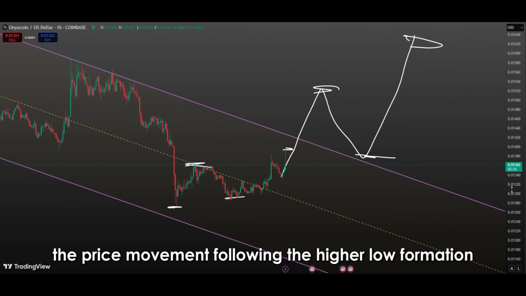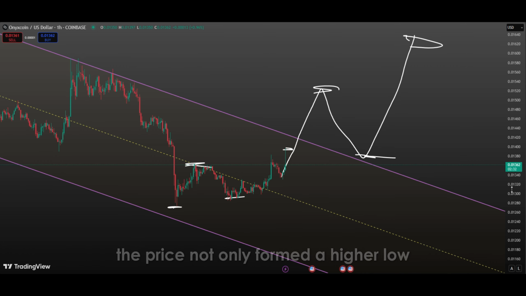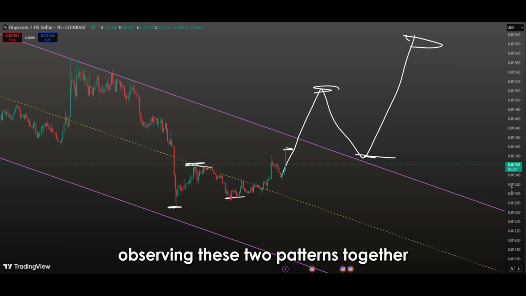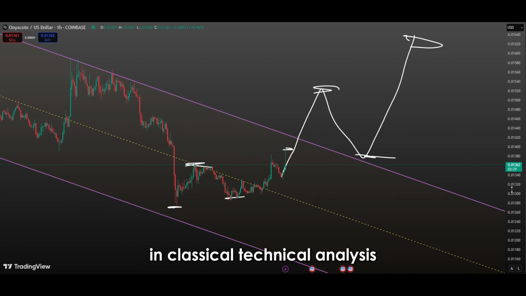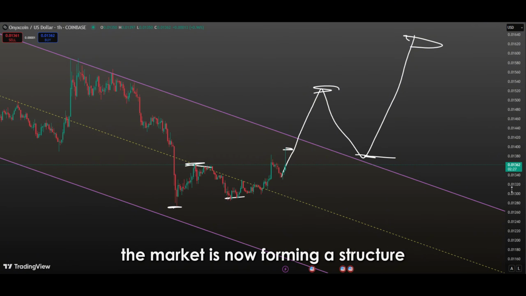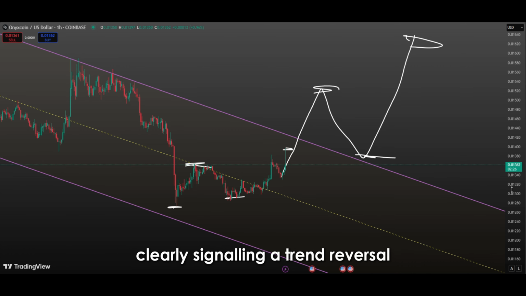The price movement following the higher low formation has further strengthened this optimistic outlook. The price not only formed a higher low, but also surpassed the previous peak, creating a new higher high formation. Observing these two patterns together is one of the strongest combinations in classical technical analysis that indicates the beginning of an uptrend. The market is now forming a structure with both higher lows and higher highs, clearly signaling a trend reversal from a technical standpoint.